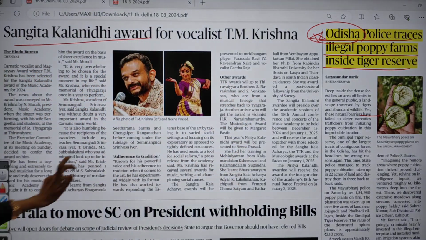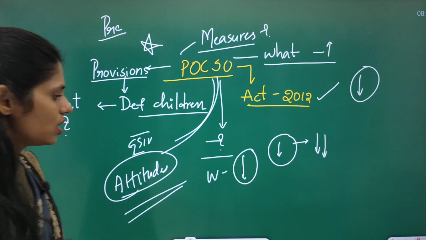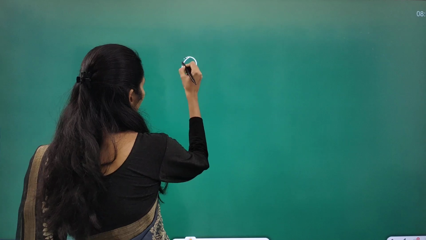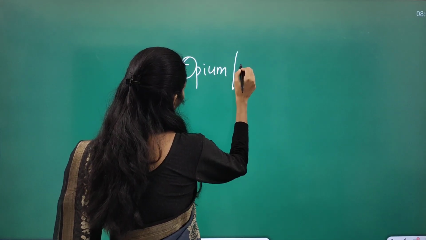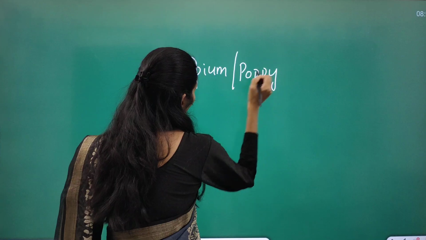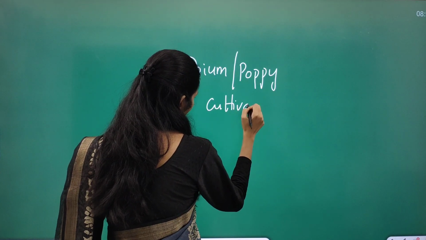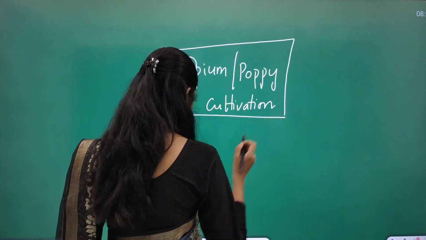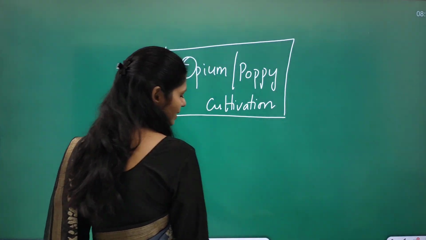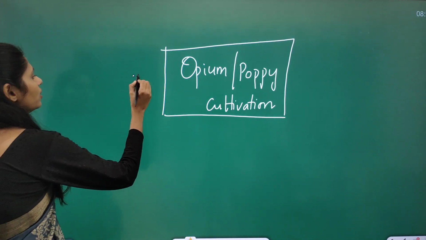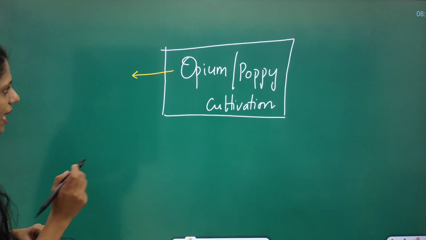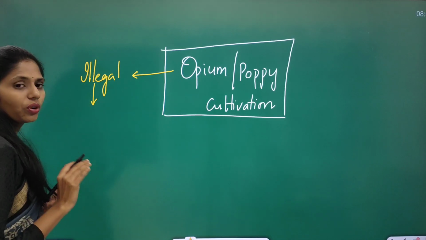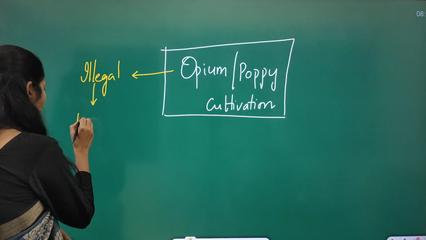And if you see the dimensions regarding this illegal poppy cultivation, we can connect some areas. It is talking about opium or poppy cultivation. And now let us see the dimensions. As you all know, opium cultivation is illegal, but in some states people are going for cultivation. So you have to see which states.